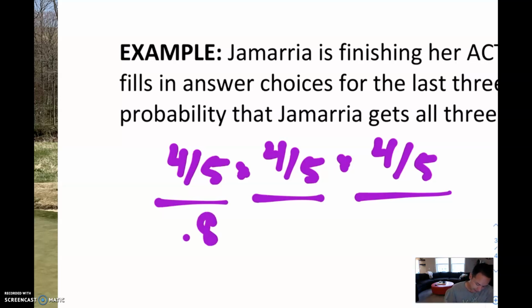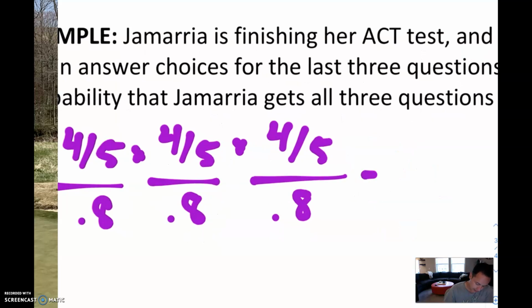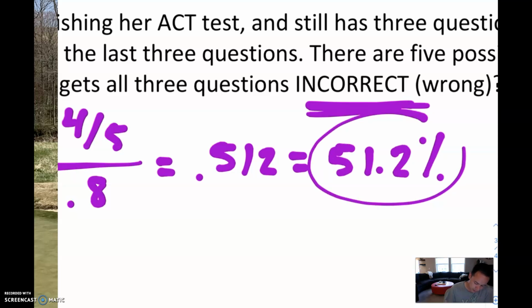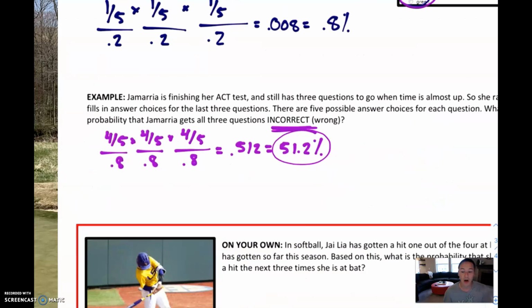To find the probability of all of those happening, we just multiply. Again, you could turn these into decimals. So 4/5 is the same as 0.8. And if we take 0.8 times 0.8 times 0.8, we end up with 0.512, which is just a bit over 50%. It's a 51.2% chance that she gets them all wrong.